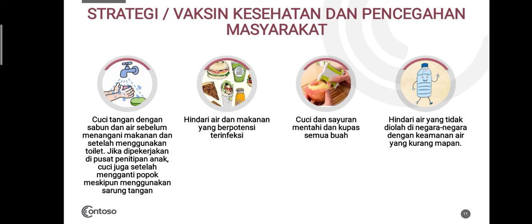Then, for strategies of prevention for public health, there are 4 solutions. Number 1, wash hands with soap and water. Number 2, avoid potentially infected water and food. Number 3, wash and peel all raw fruit and vegetables. Number 4, avoid untreated water in countries with less established water safety standards.